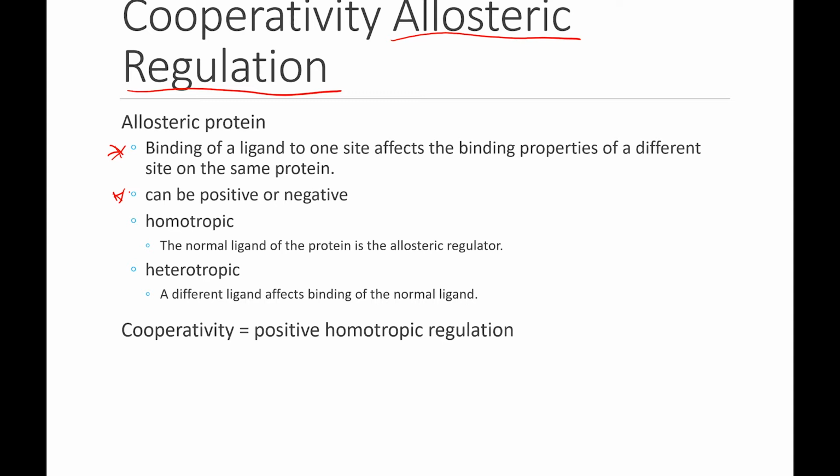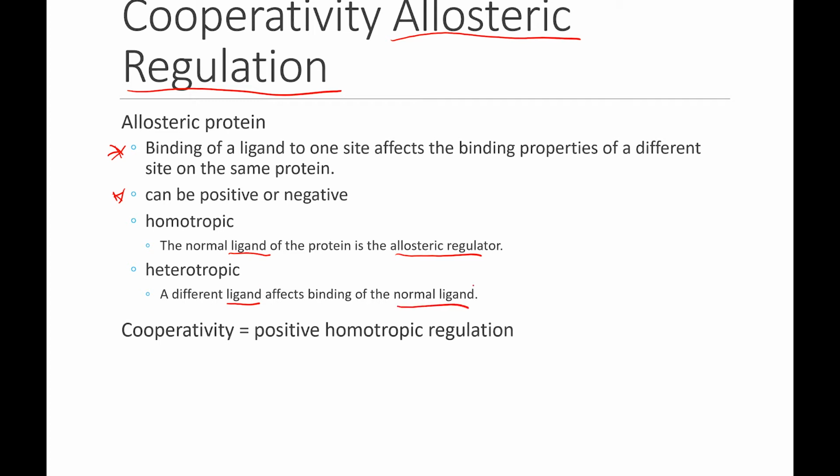Now, it can also be homotropic, which is when the normal ligand of the protein is the allosteric regulator. So this just means that the ligand that normally would be binding to the protein is also what regulates the protein. It can also be heterotropic, meaning that a different ligand, so some other molecule, affects the binding of the protein for whatever the normal ligand is.